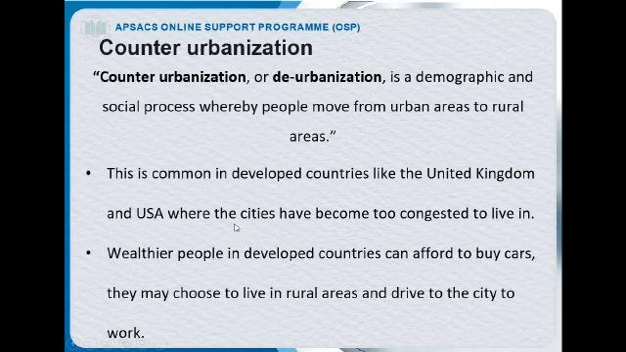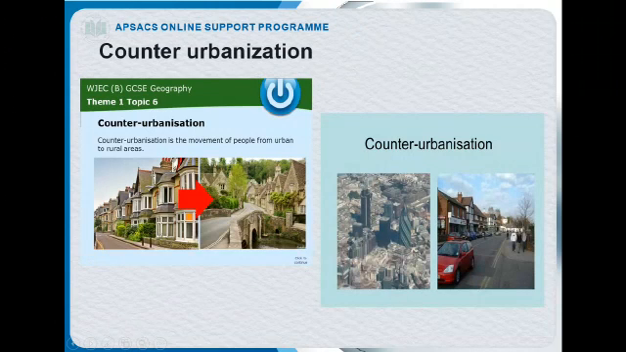This is common in developed countries like the UK and USA, where the cities have become too congested to live in, where there is high population and low space for building or construction of houses. Wealthier people in developed countries can afford to buy cars. They may choose to live in rural areas and drive to the city to work on a daily basis. Counter-urbanization is the movement of people from urban areas to rural areas, as you can see in the pictures.